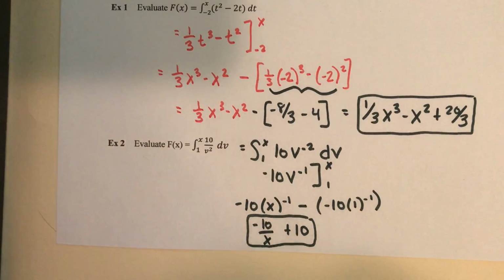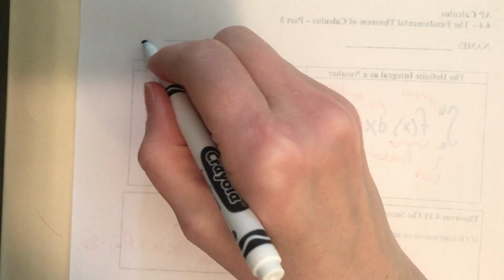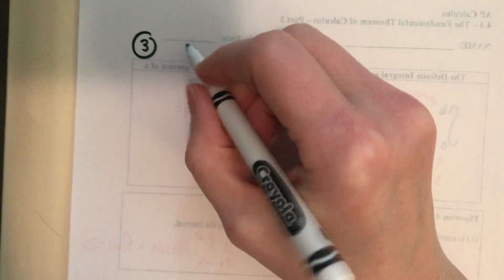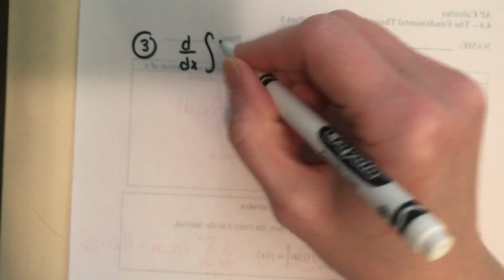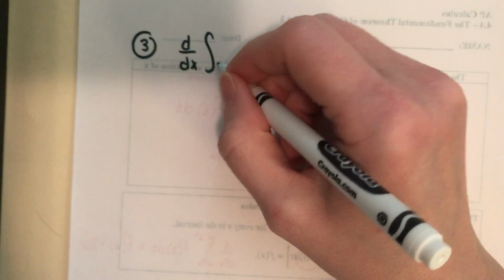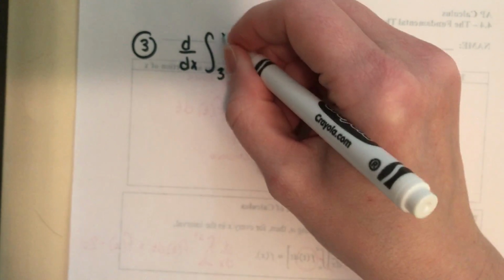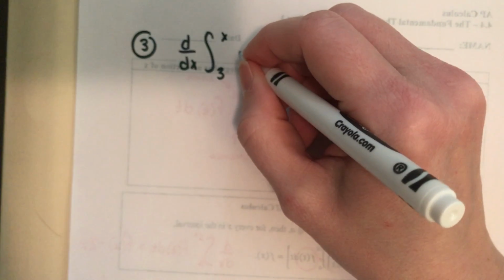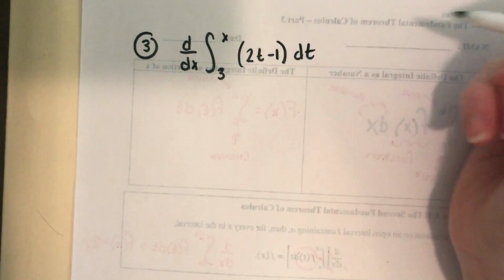Okay, now I'm going to flip it to the back and do a couple extra problems, because we didn't really do any examples where we're taking the derivative of an integral. So I'm going to add example number 3 here. Let's say you're taking the derivative of an integral from, let's see, 3 to x of 2t minus 1 dt. So I just made that up.